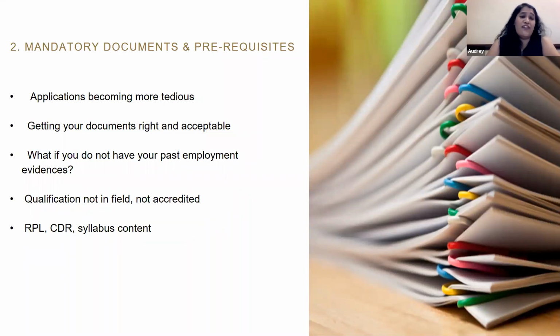And what happens if your qualification is not in field and not accredited? All this is a prerequisite. If your degree is not an IT degree, for example, you need to write an RPL, a recognition of prior learning. If your engineering qualification is not recognized, you need to write a competency demonstration report, which is a 3 engineering project report. So these are all the things that we will advise you of, what is exactly needed in order to have a successful skills assessment process. Okay.